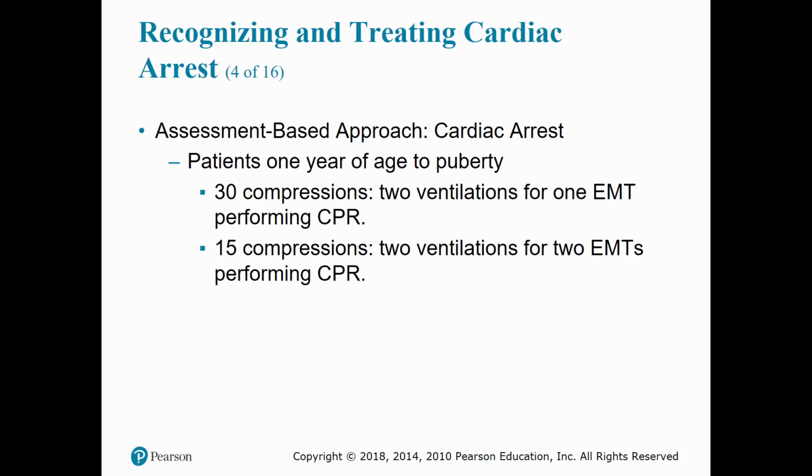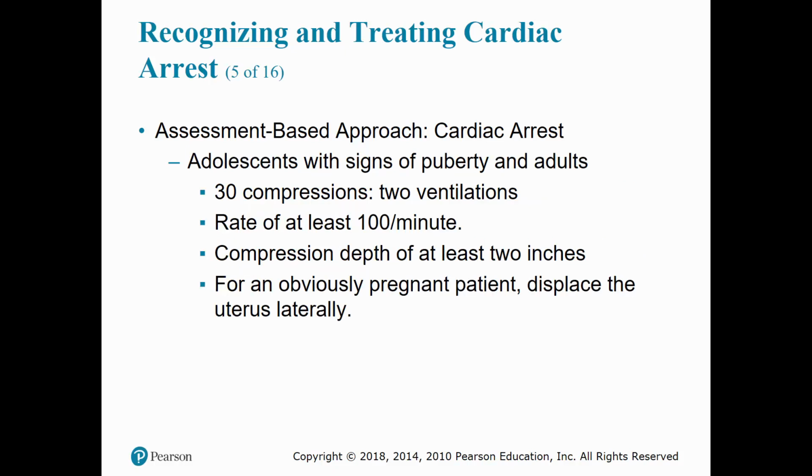Alright, patients 1 year of age to puberty, 30 compressions, 2 ventilations for 1 person, 15 to 2 for 2. Adolescents with signs that they've hit puberty, and adults: it's 30 compressions to 2 ventilations, rate of at least 100. Compression depth is at least 2 inches. For an obvious pregnant patient, displace the uterus laterally.